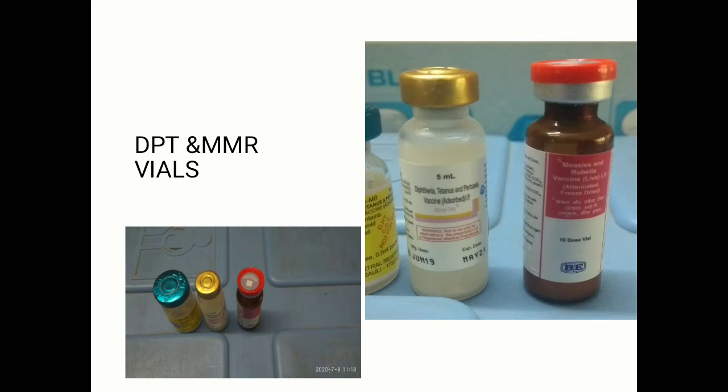So, two words about the expanded program of immunization and the universal immunization program. The first program to start immunization among Indian children is the expanded program of immunization. It covers the major 6 vaccine preventable diseases: tuberculosis by BCG, DPT for preventing diphtheria, pertussis and tetanus, and measles vaccine, and OPV to prevent polio.